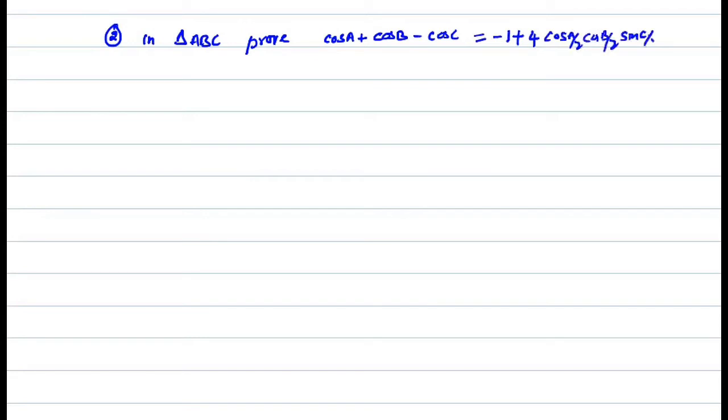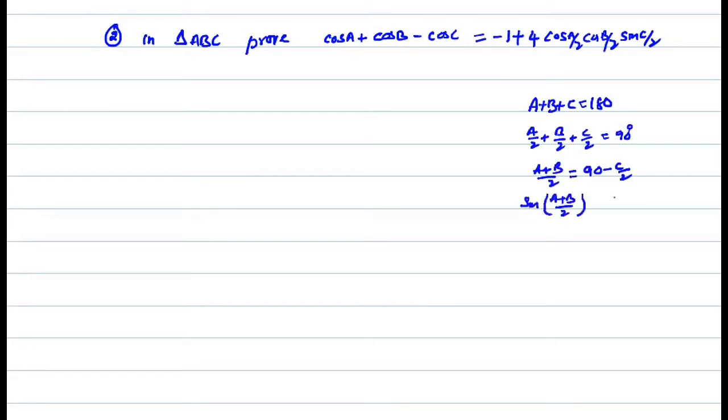Look here, it is angles of a triangle. So A plus B plus C, we have to do this work. A plus B plus C is equal to 180. A/2 plus B/2 plus C/2 is 90 degrees. What is (A+B)/2? It is 90 minus C/2. So what is sine of (A+B)/2? Sine of (A+B)/2 is sine of (90 minus C/2), which is cos C/2. So if sine of (A+B)/2 is cos C/2, we can write cos of (A+B)/2 as sin C/2. Very simple transformations.